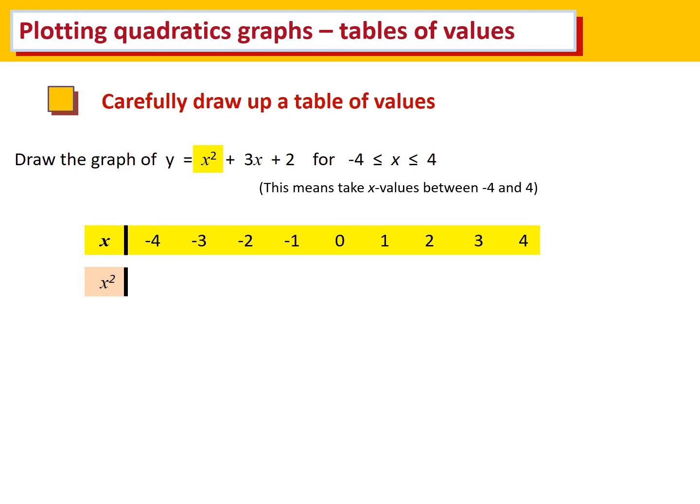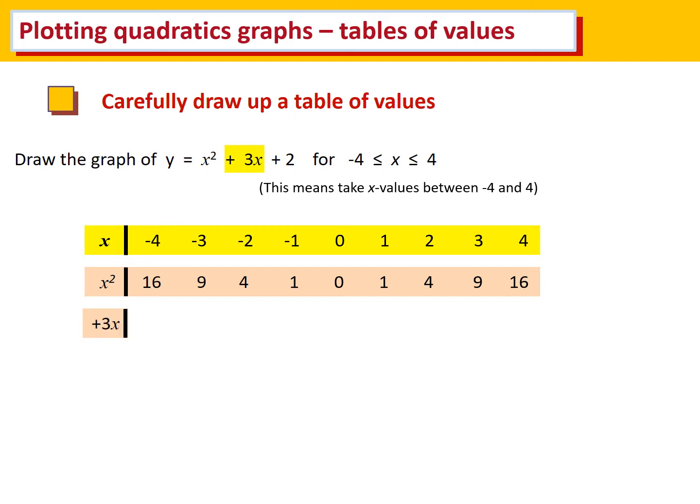Well, when we square -4, we get 16. When we square -3, we get 9. When we square -2, we get 4, etc. So those are the x values squared. Our next layer is the plus 3x.